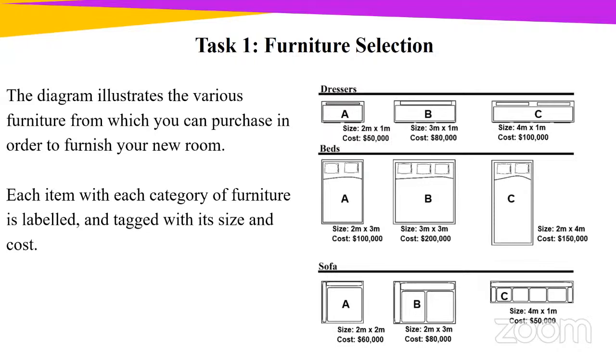All right. Now, on our screen, boys and girls, I want you to look carefully. I'm seeing the hands raised. I'm going to ask you all kindly to put the hands down. Thank you very much. Now, the diagram illustrates the various furniture from which you can purchase in order to furnish your new room. Each item within each category of furniture is labeled and tagged with its size and cost.